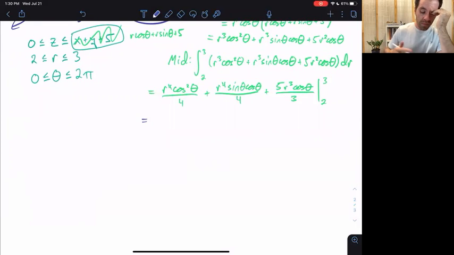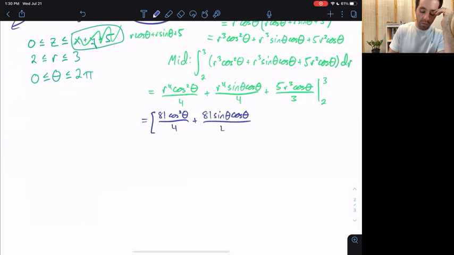So put in the 3. That'll be, in the first case, 81 cosine squared theta over 4 plus another 81 sine theta cosine theta, again, over 4, plus 5 times r cubed. R cubed is 27. 5 times 27 is half of 270, which is 135. And over 3 reduces to 45 cosine theta. So that's the 3 version.